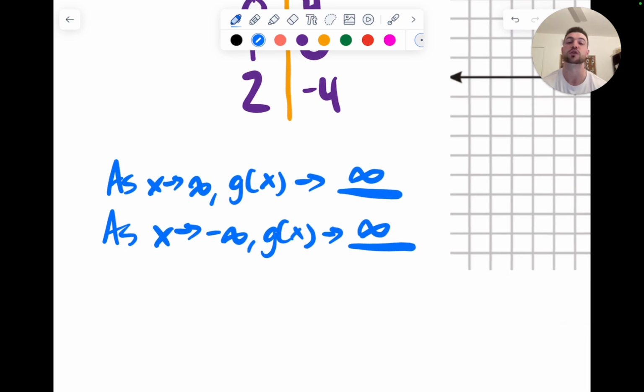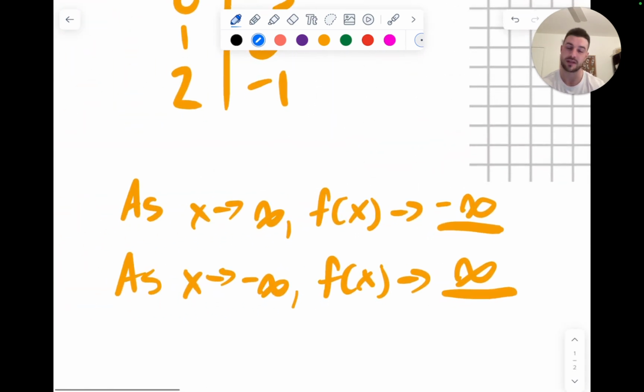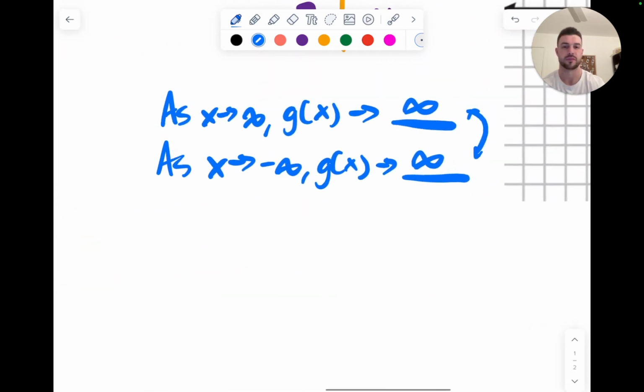All right, so when your degree is even, your end behavior, these two values, need to be the same. Odd means opposite. Odd, opposite, even, same. All right. When that leading coefficient is positive, that means both of them are going to go up towards positive infinity. And when it is negative, they would both go down towards negative infinity.